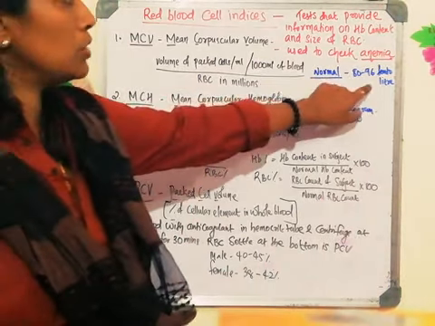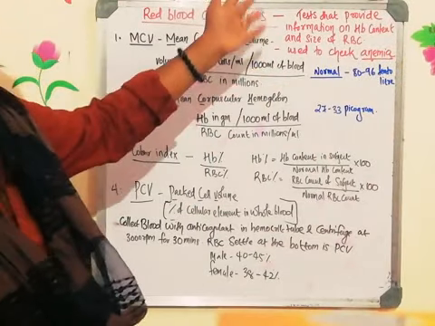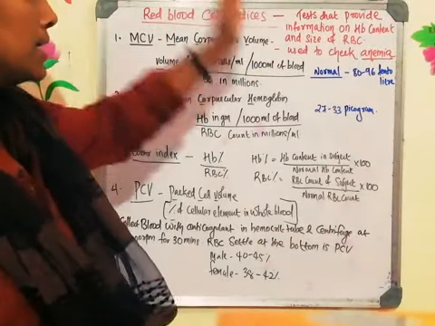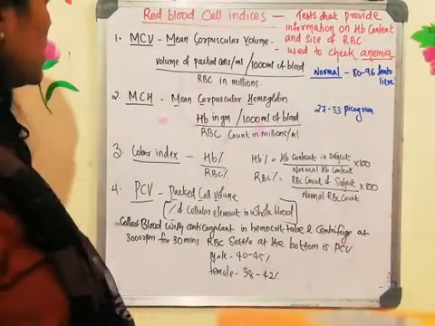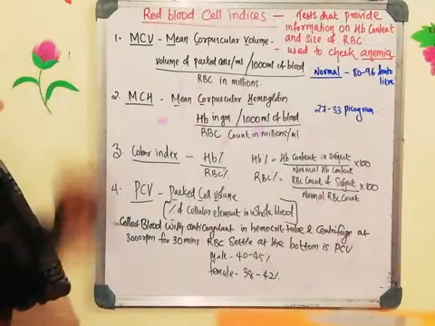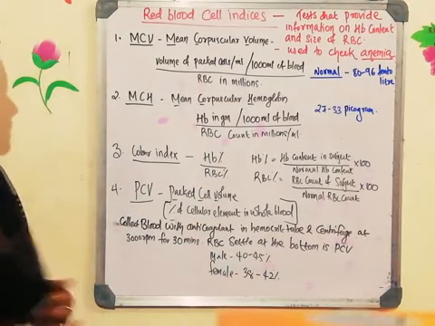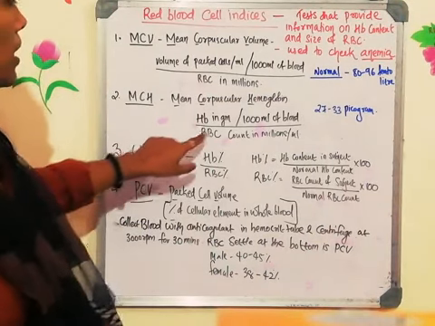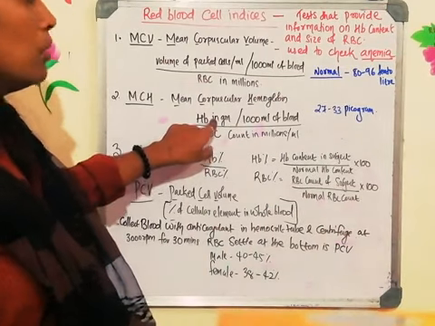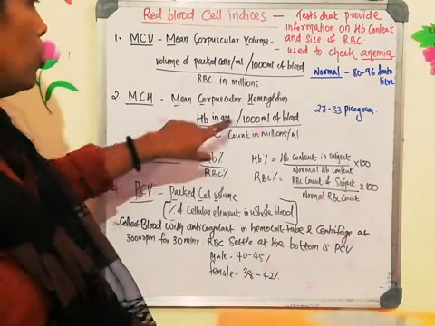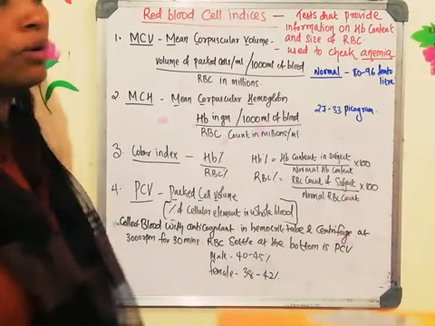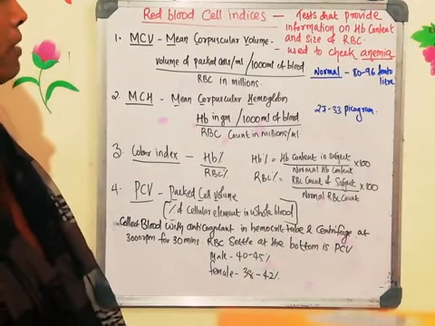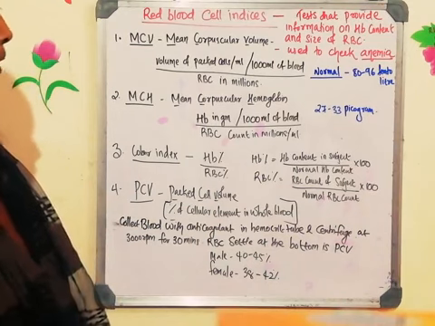Normal range is 80 to 96. If it is less, it is microcytic anemia, and if it is macrocytic anemia, it will be more. That you can check. Next one is MCH, that is mean corpuscular hemoglobin, wherein you can check the hemoglobin content per RBC. Hemoglobin in gram per 1000 ml of the blood divided by RBC count in million per ml. So normal value is 27 to 33 picogram.